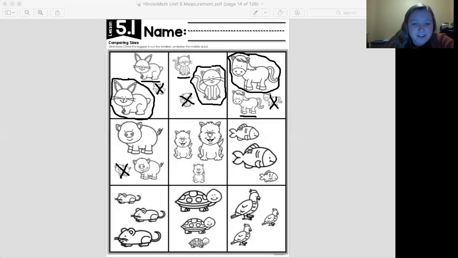Next step. Let's see. Can you find the biggest pig? Put your finger on the biggest pig. Once you find the biggest pig, I want you to put a circle around it. Okay? Put a circle around the biggest pig.